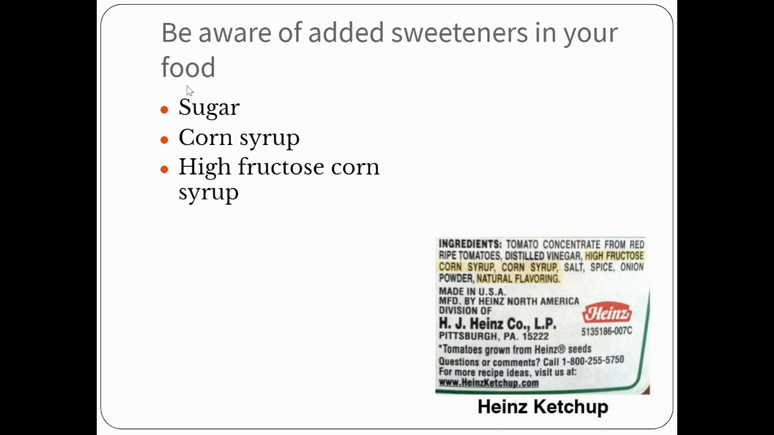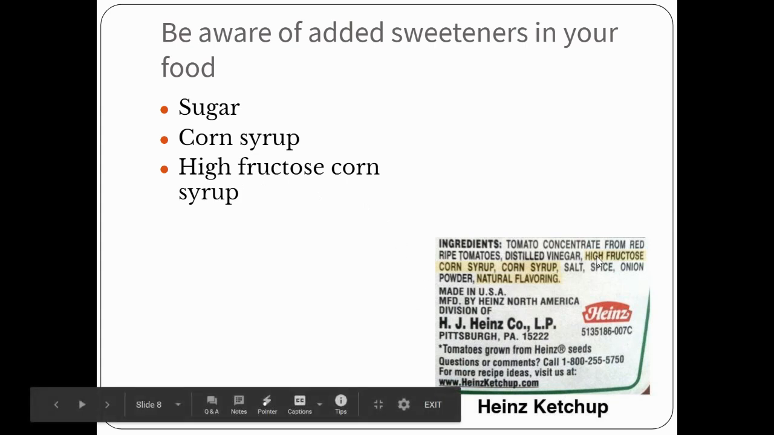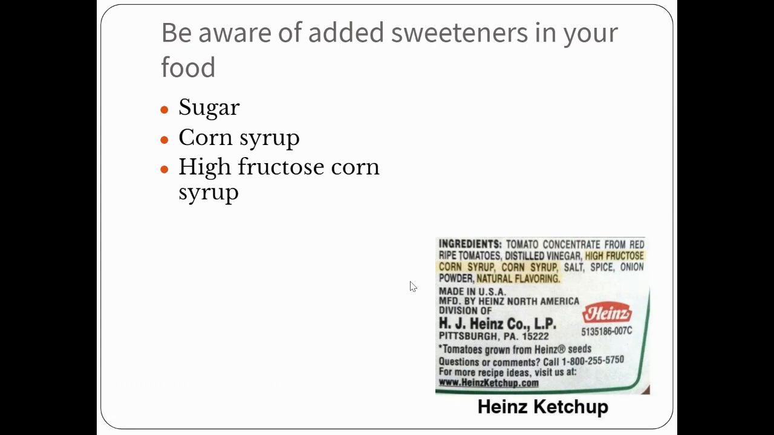Be aware of these added sweeteners in your food: sugar, corn syrup, and high fructose corn syrup. This is Heinz ketchup, and you'll find high fructose corn syrup and corn syrup in here. Corn syrup and high fructose corn syrup is just sugar basically from corn.